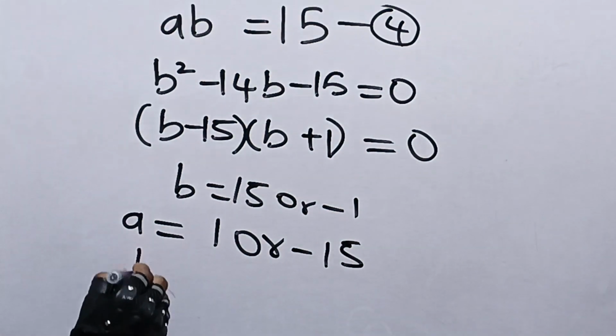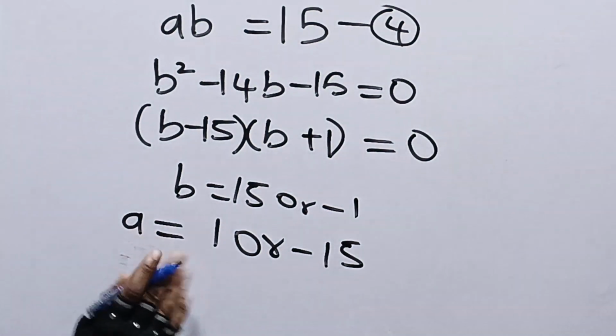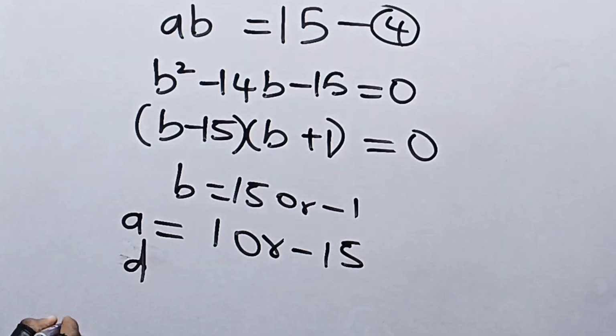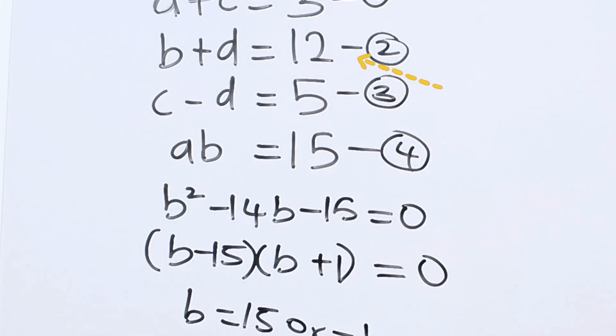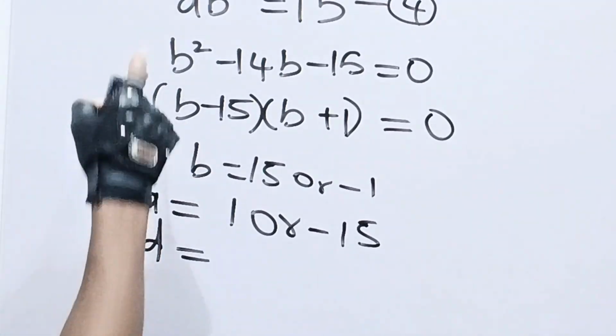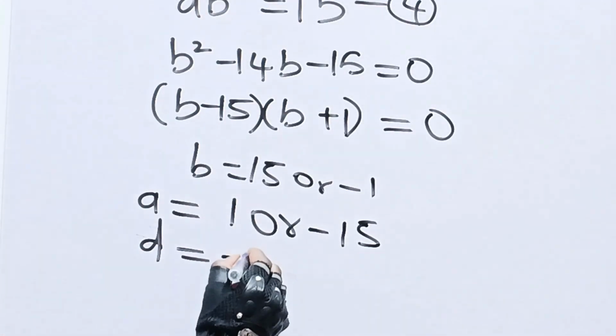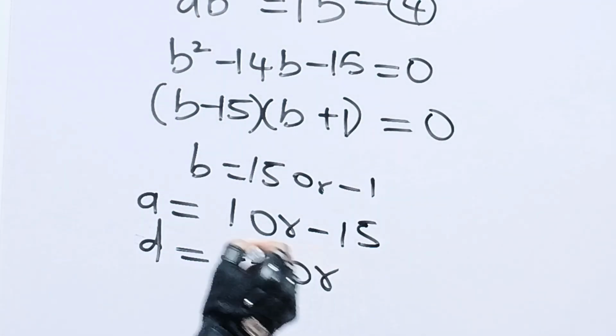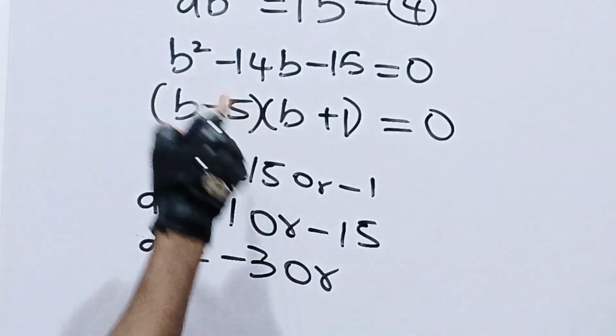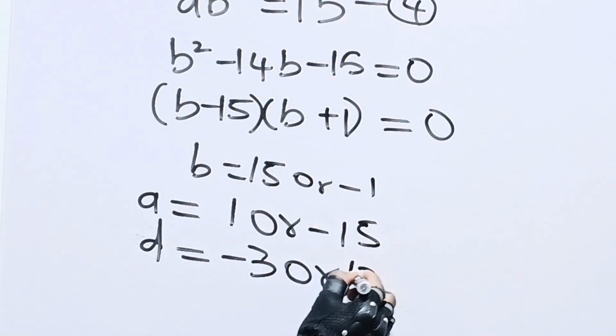Now what's our d? From equation 2, d will be equal to 12 minus b. Putting b as 15 here, we have 12 minus 15, which is equal to negative 3, or putting b as negative 1 here, we have 12 plus 1, which is equal to 13.